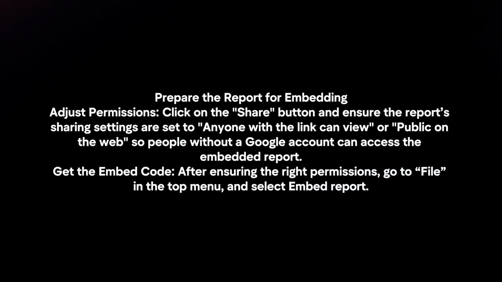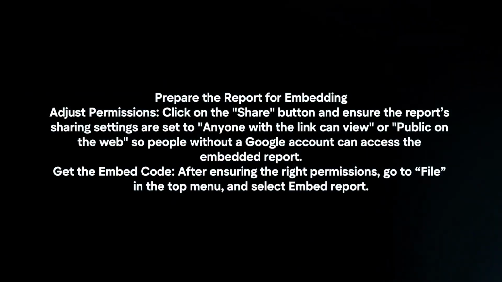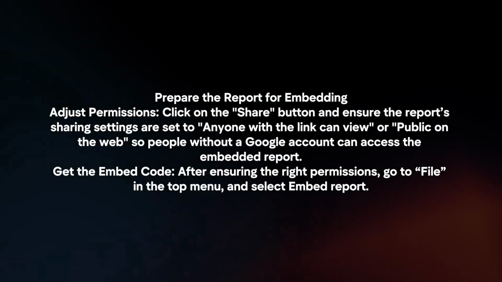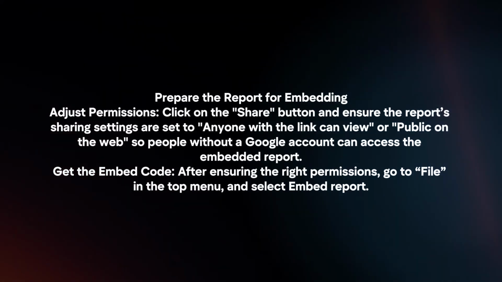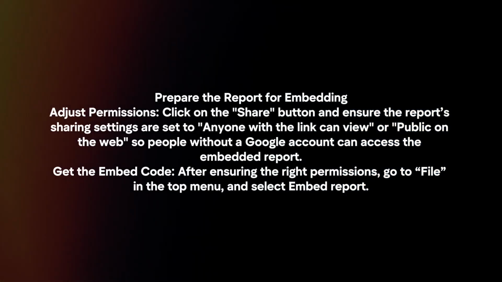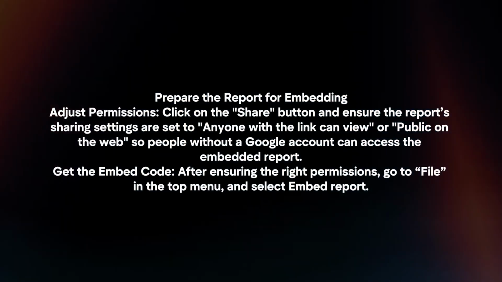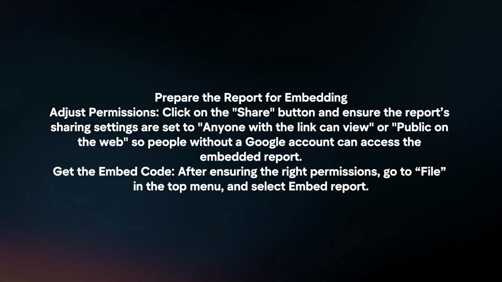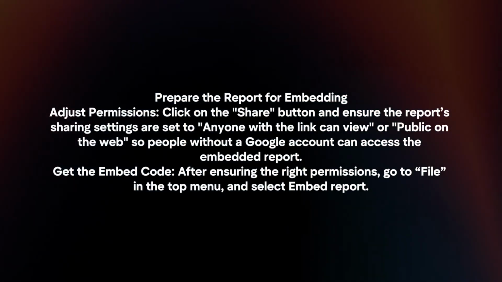Prepare the report for embedding. Adjust permissions. Click on the Share button and ensure the report's sharing settings are set to anyone with the link can view or public on the web, so people without a Google account can access the embedded report. Get the embed code. After ensuring the right permissions, go to File in the top menu and select Embed Report.